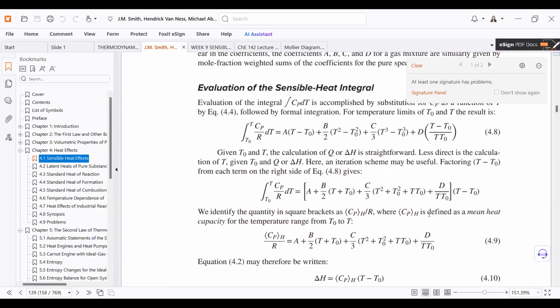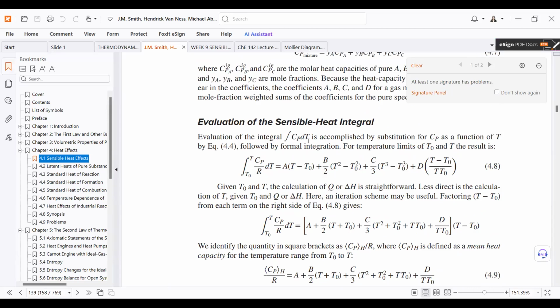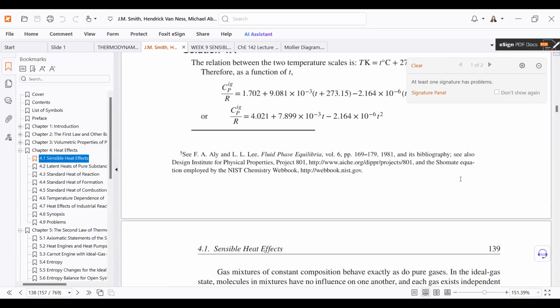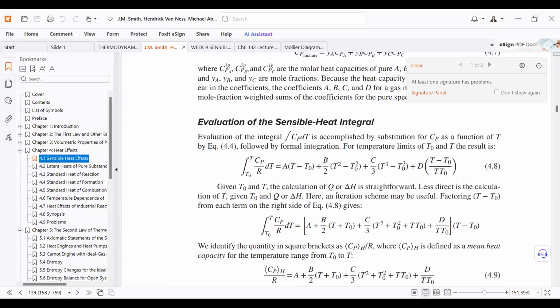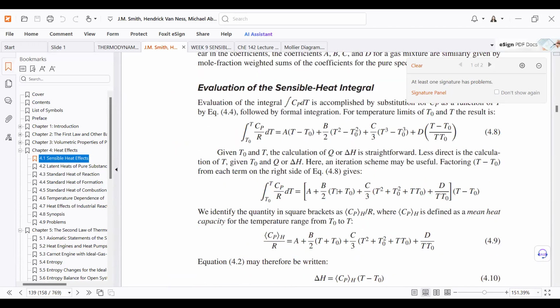Okay, so from the evaluation of the sensible heat, where CP is a function of T, it's no problem if we're just operating at one temperature. We can use the CP equation, this one, right? But the problem is we're operating between two temperatures, and CP is a function of temperature. That's why we have to consider both temperatures. Now, if one of the temperatures is not given, that would be a problem because it's difficult to solve. T is the bounds of the integral.